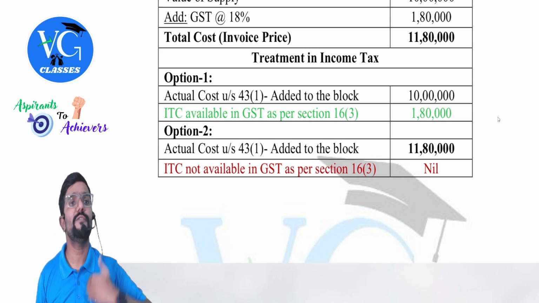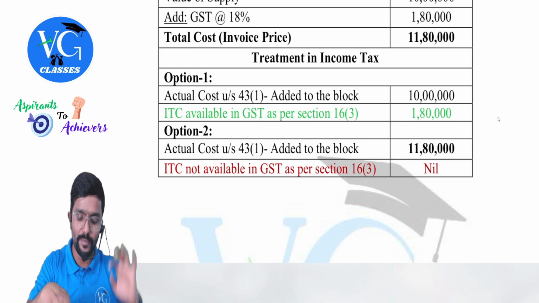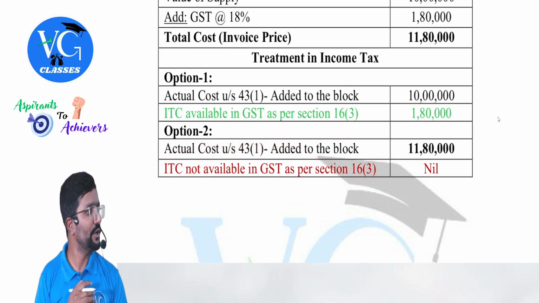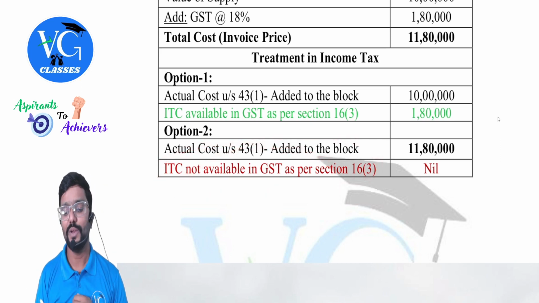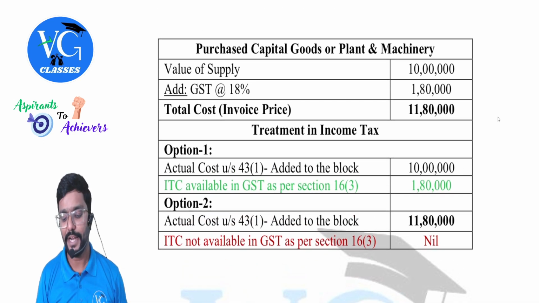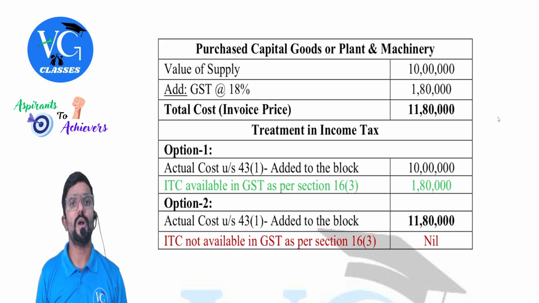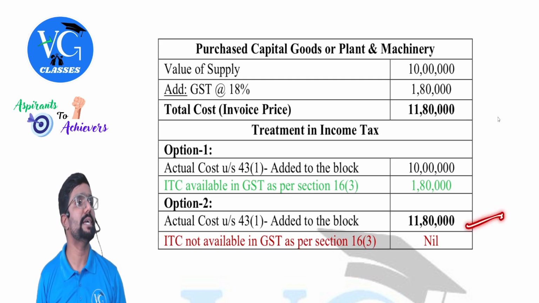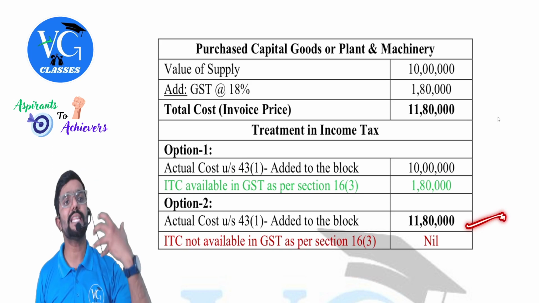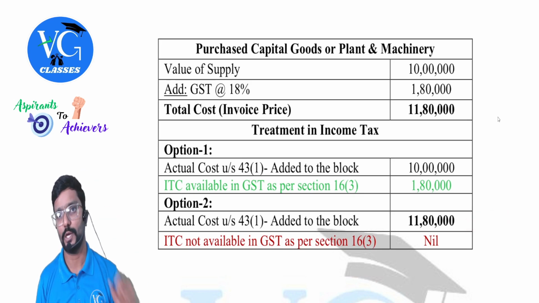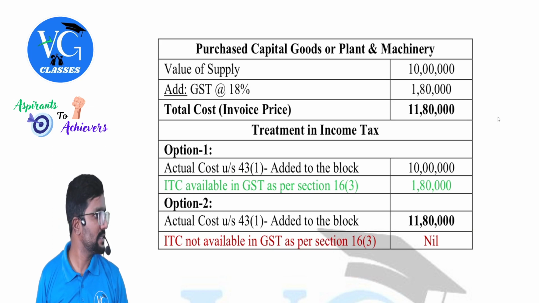But what if for any reason credit is not available, sir? Credit is blocked in GST. Then what do you do? You will add it to the cost and start claiming depreciation. So what would be the actual cost for income tax purpose in that case, guys? 11 lakh 80,000. You will add the asset to the block at 11 lakh 80,000. Is that clear?